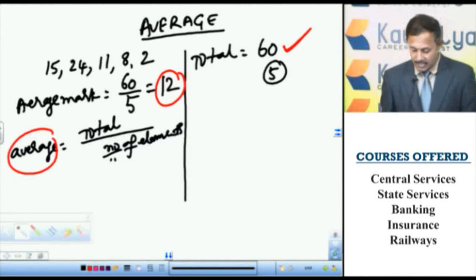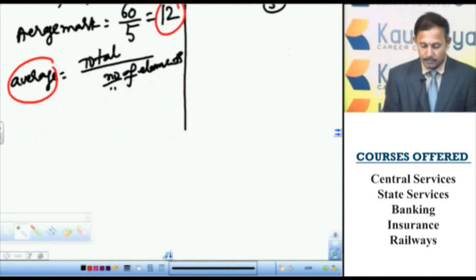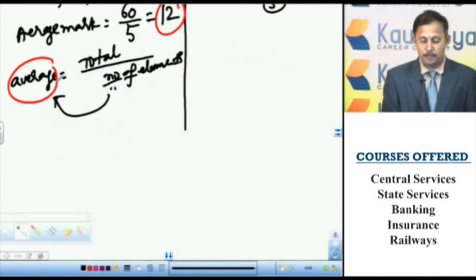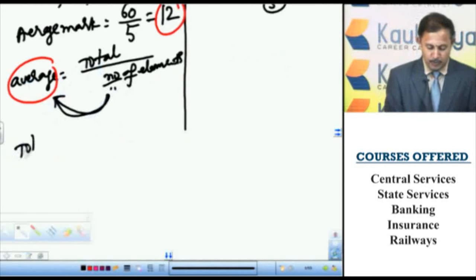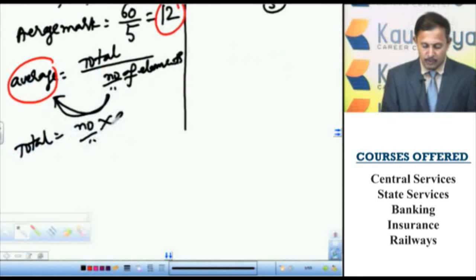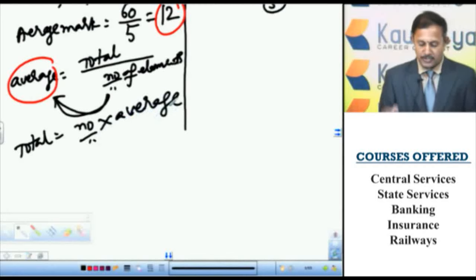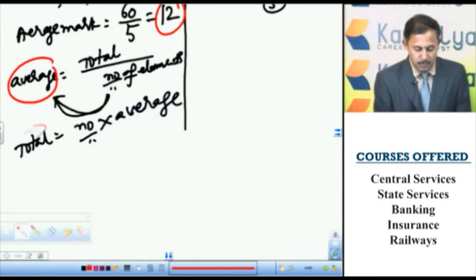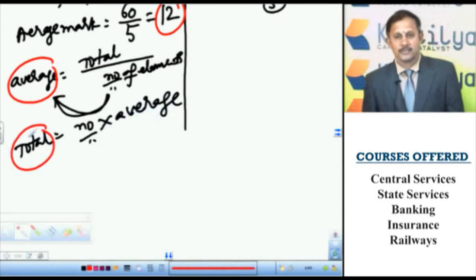Then we can derive the second formula. If you shift this number to the left side of the equality, we get total is equal to number of elements into average. So I place before you: total is equal to number of elements into average value. Total is equal to number of elements into average. So these are the two formulae. By making use of these two, we can do some problems.